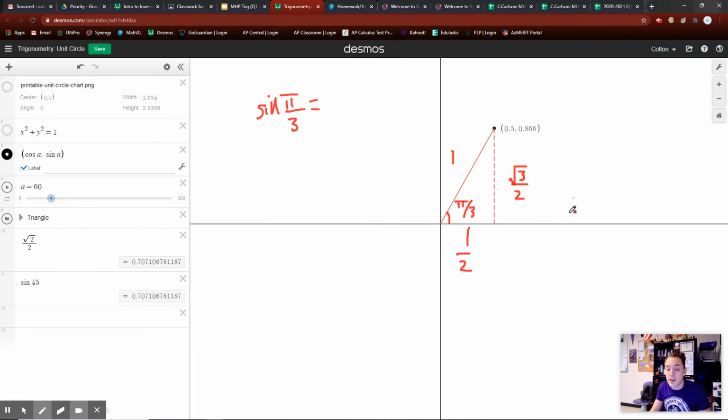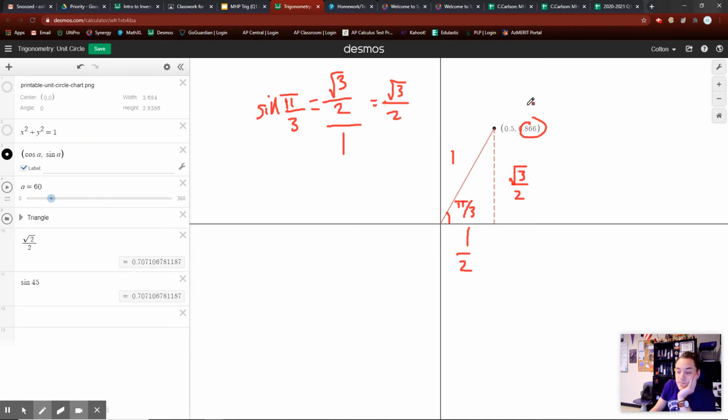Sine of pi all over 3 right here is literally just my y-coordinate, or opposite over hypotenuse. Opposite all over hypotenuse is radical 3 all over 2 all over 1, which is radical 3 all over 2, or it's just my y-coordinate. What's my y-coordinate? We already saw that 0.866 is radical 3 all over 2.